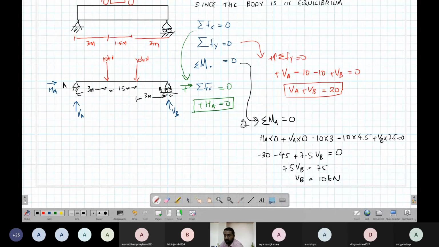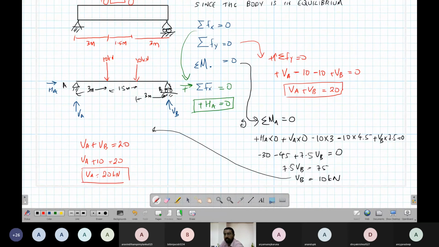VB is 10 kilonewton. Now what happens? We'll put this VB in this equation. So substitute this. From here, we know that VA plus VB equal to 20. We know the value of VB. So VA plus 10 equal to 20. So VA equal to 10 kilonewton. Okay, so these are the three forces that we got. So Fx actually is 0.